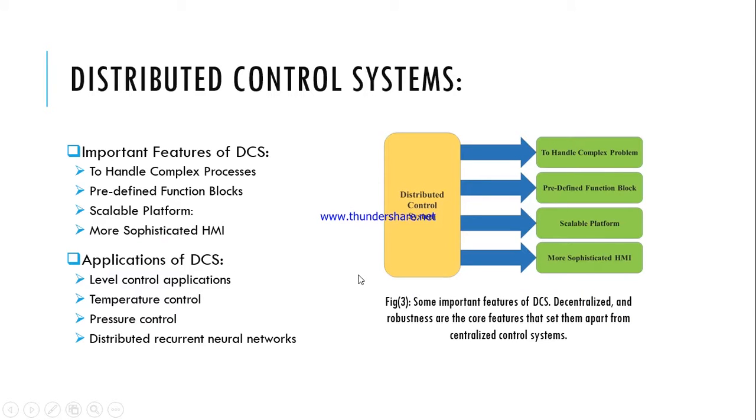The key features of distributed control systems are: it handles complex processes very easily, it has some predefined function blocks, and it has a scalable platform and a more sophisticated HMI. Some of the applications of DCS are also discussed. For example, it is used in level controlling applications, especially for fluids. Similarly, we can also use it for temperature control, pressure control, and distributed recurrent neural networks.